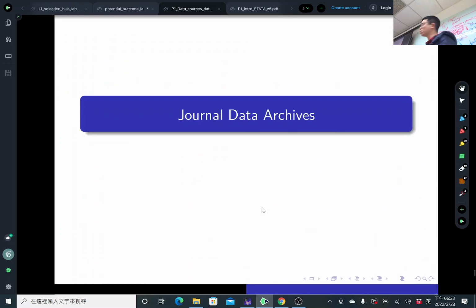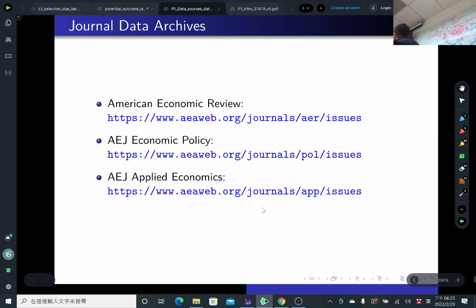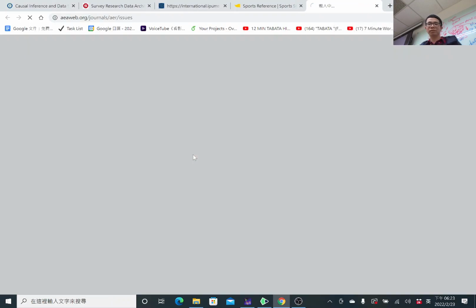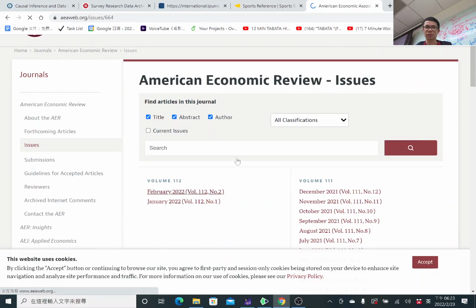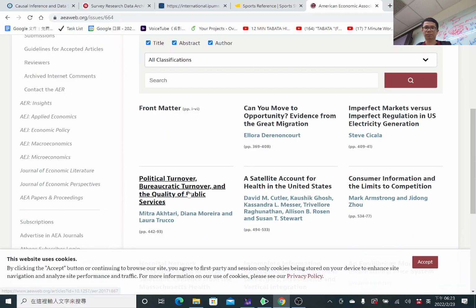Okay. And there are several journals that also publish the data for their papers. They require the authors to submit their data. For example, the American Economic Review or AEJ, which are very important journals in economics. Basically, you can extend their analysis. So your research question could be based on their research with some extension. And maybe you can use the data provided by the journal. For example, you can click on this paper, political turnover something, and you can read their paper.